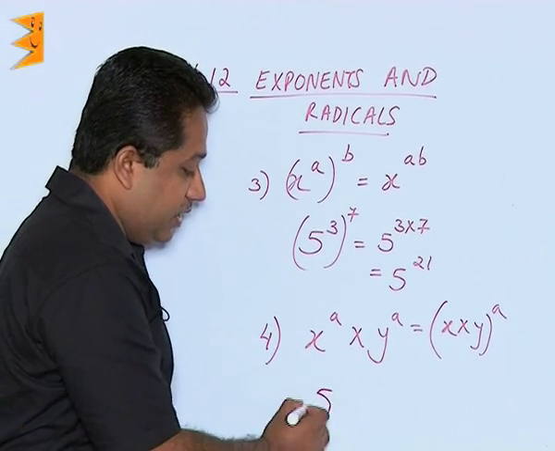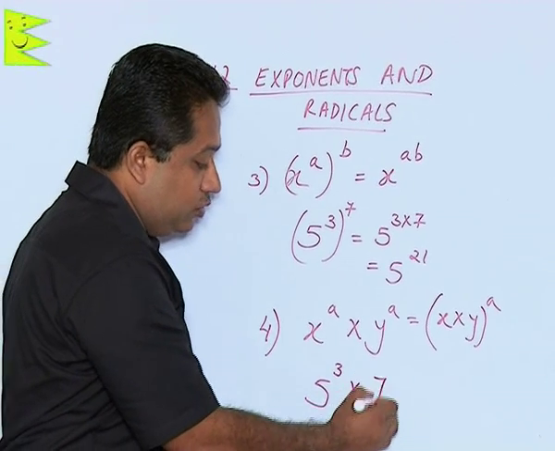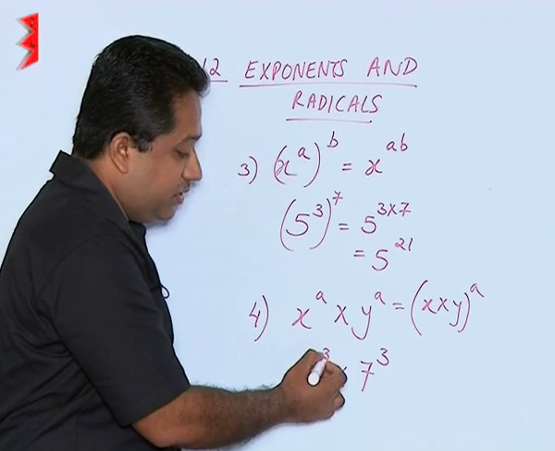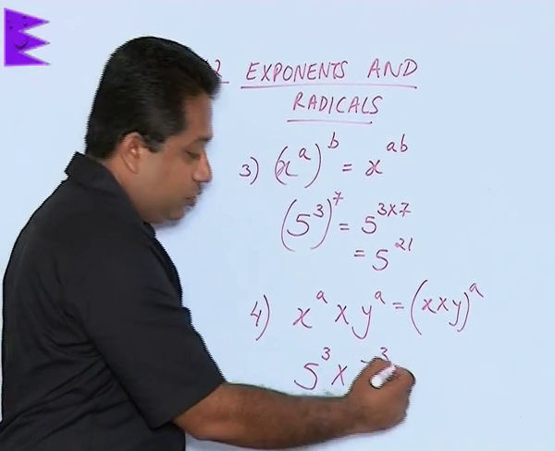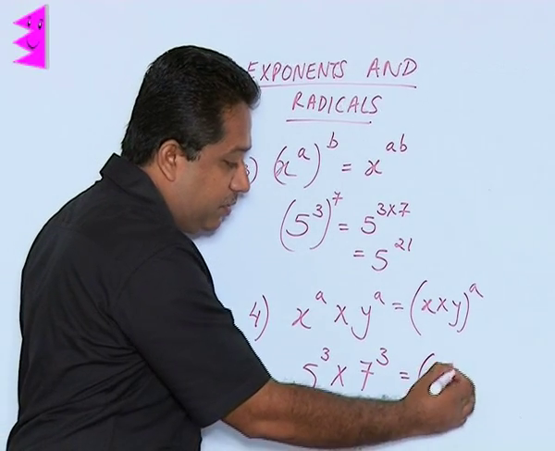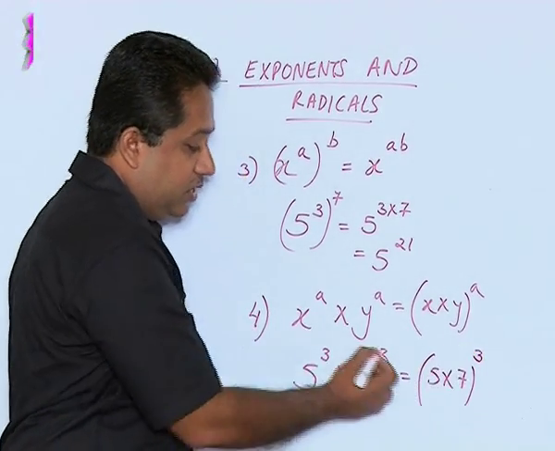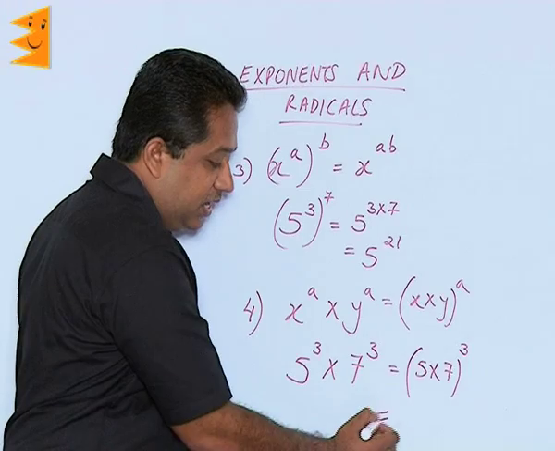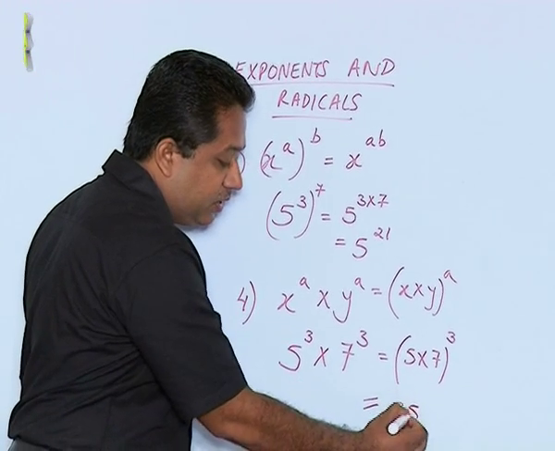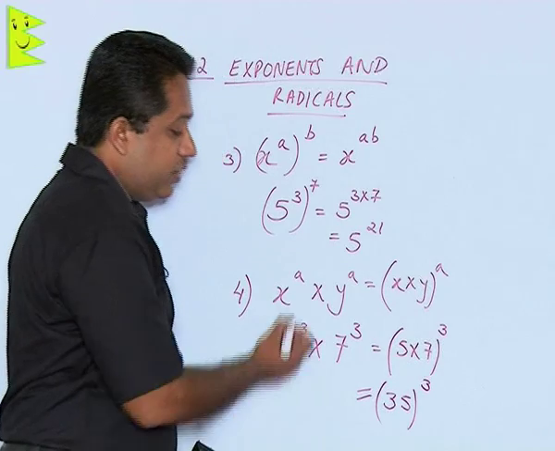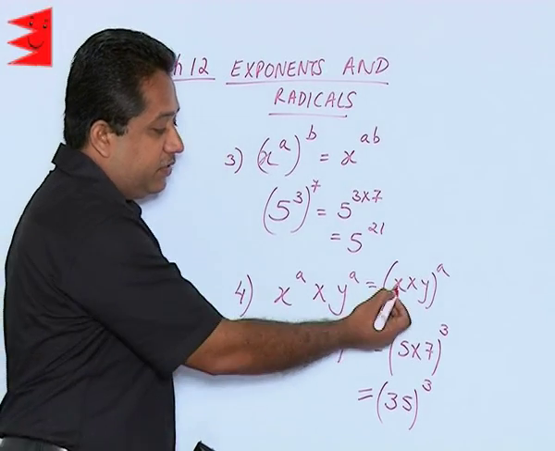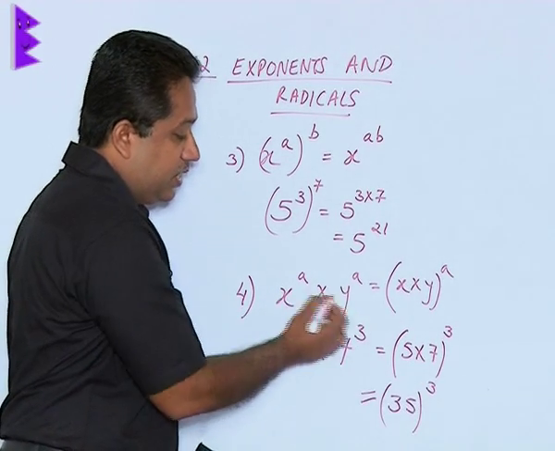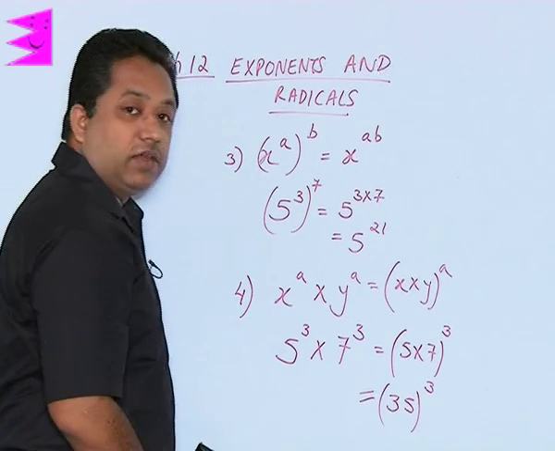If we take an example, let us say 5 to the power 3 into 7 to the power 3, we observe that the bases are 5 and 7 respectively, but the powers are the same, that is 3. So the answer will be 5 multiplied by 7 whole raised to the power 3. These two are multiplied and the power 3 remains as it is. So the final answer, 5 into 7, we get 35 raised to the power of 3. So x to the power a into y to the power a is x into y to the power a. The power a remains, and the bases are multiplied. So 5 and 7 becomes 35.